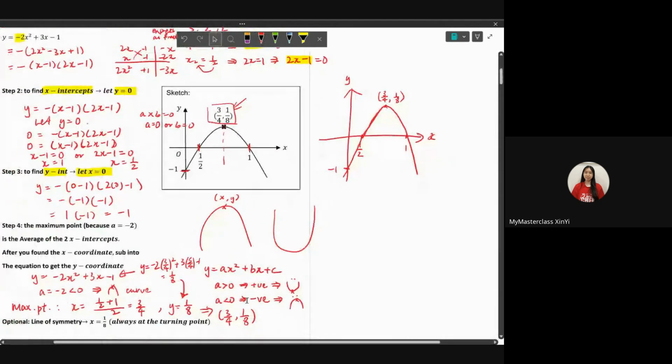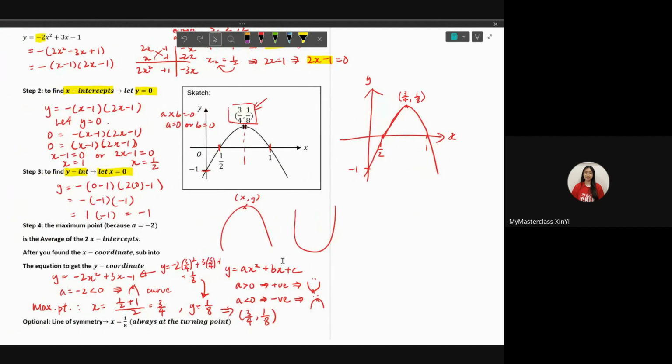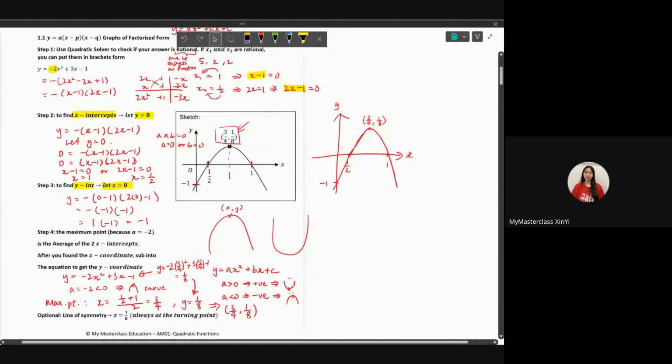Okay, so that is for your factorized form. So how do you sketch the quadratic graph using the factorized form? First, determine whether it's N-shaped or U-shaped from the a, which is the coefficient of the x squared. Then find your x-intercept and y-intercept. Subsequently, find the midpoint between your x-intercepts and sub it in to find the corresponding y value. That will be your maximum or minimum. So this is for the factorized form of your quadratic equation.